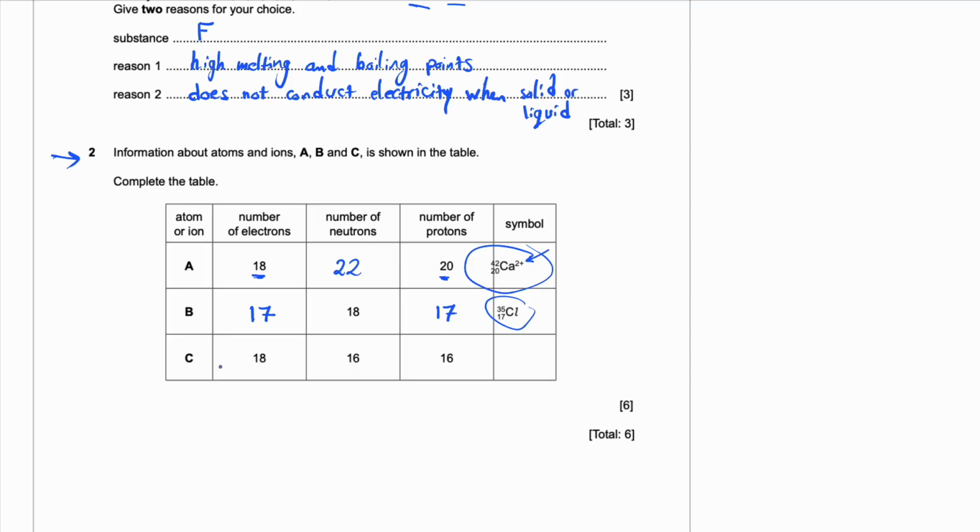Finally, C. First, let's look at the number of protons, 16, number of electrons, 18. They are not equal. Negative electrons are more than the positive protons. That's why you expect to have 2 negative charges. But what element is it? You have to use the proton number and check the periodic table.